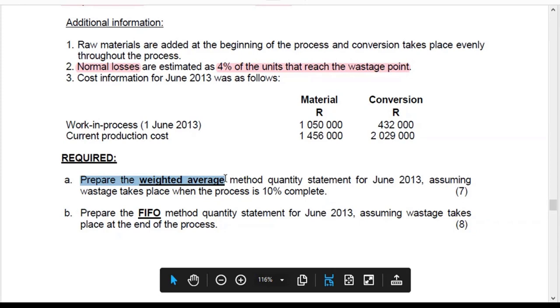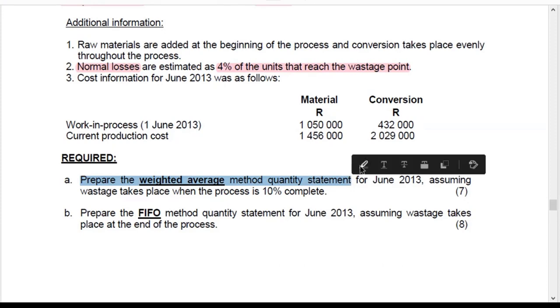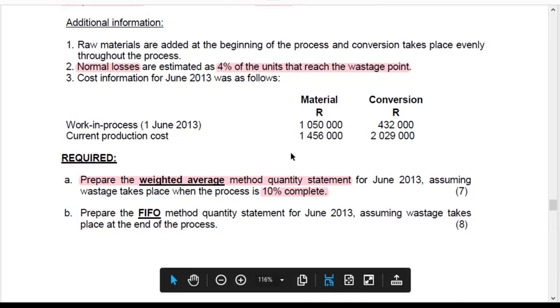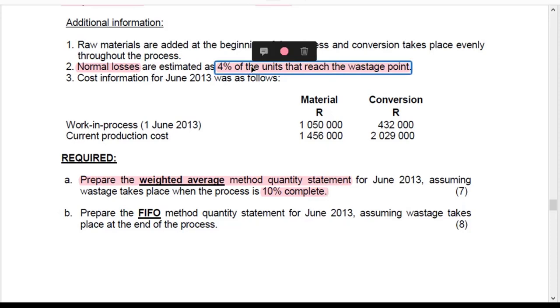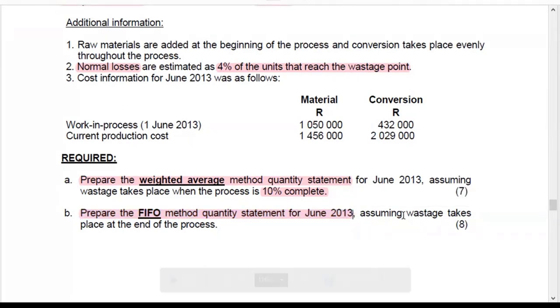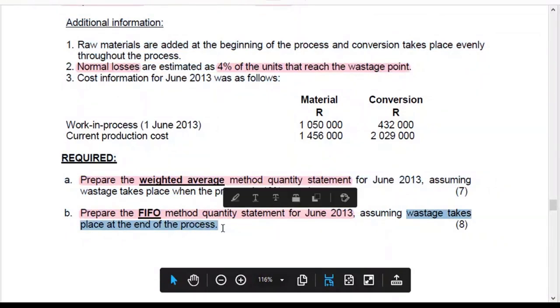They ask you to please prepare the weighted average quantity statement for June and assume that the wastage point is when the process is 10% complete. So any unit that was before the 10% wastage point experiences this normal loss. You just have to know how to treat it. Then B asks you to prepare the first in first out method quantity statement and assume that wastage takes place at the end of the process, so when it's 100% at the end.